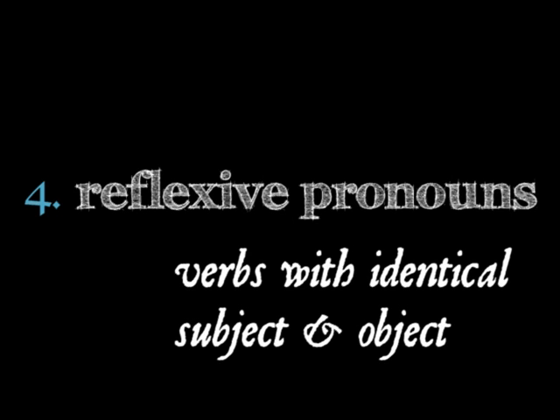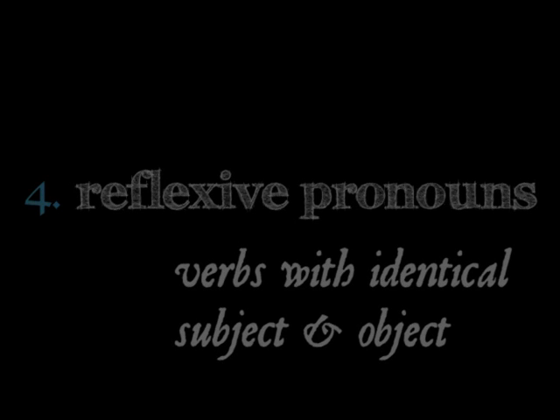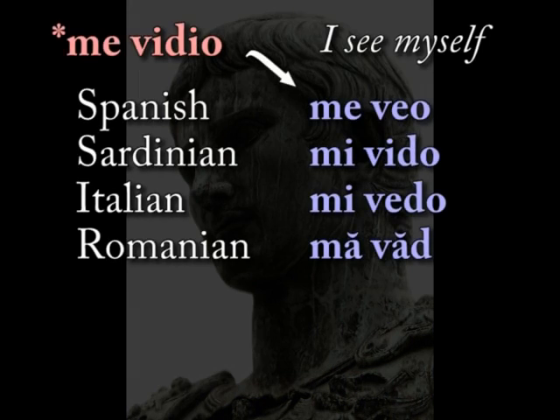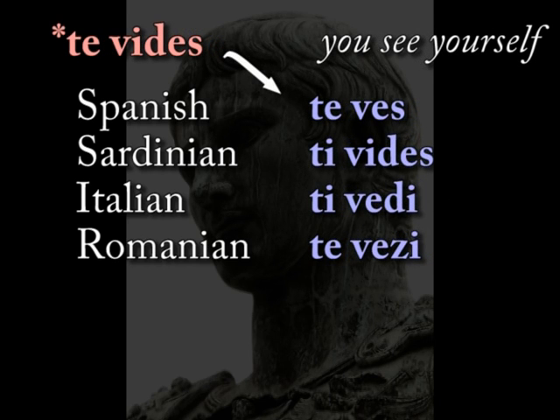When a verb has the same subject and object, it's called reflexive. Reflexive objects in English have an ending self, like I see myself. Romance languages use the same pronouns you've learned as reflexives. Me video. Te vides. This is considered reflexive.